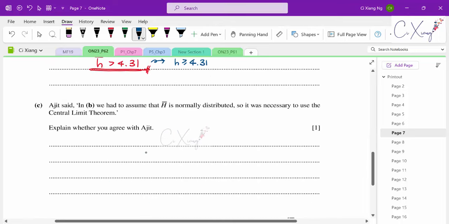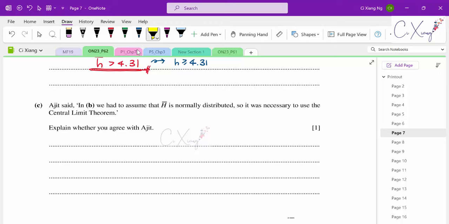Okay, so let's continue to part number C. For part C, Ajit said in B, we had to assume that the X bar is normally distributed, so it was necessary to use the central limit theorem. Explain whether you agree with Ajit or not. Let us talk about the central limit theorem first. When are we going to apply the central limit theorem?